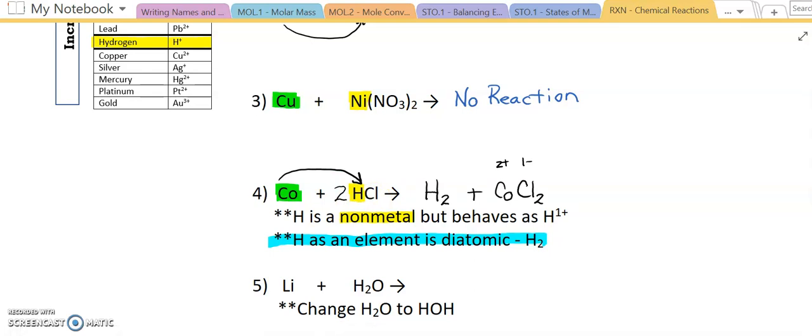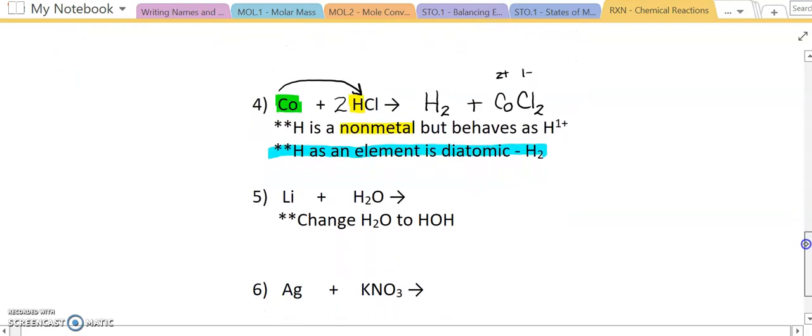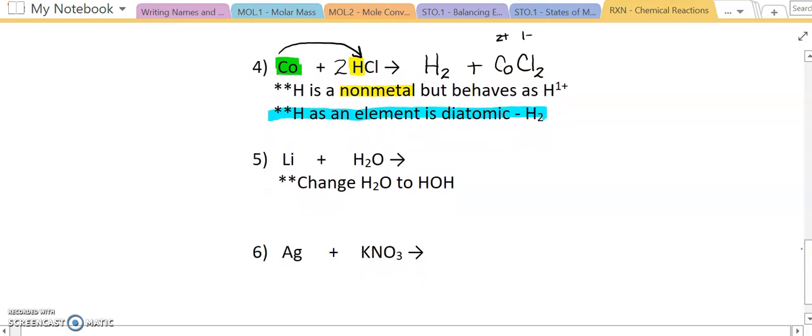So, next example. When we take a look at water, water is made up of hydrogen as well, but this replacement is going to be a little bit different. Really important to pay attention to hydrogen because water is not going to behave as H2O. Water is going to behave as HOH. So when you get water in your chemical reactions, cross it out. Change water to HOH because your product is going to be a hydroxide, not an oxide.